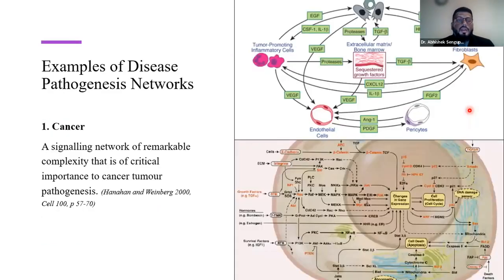So you can see here examples of disease pathogenesis networks. The first example that I can give here is the cancer network, a signaling network of remarkable complexity that is of critical importance to cancer tumors. This is the paper that has been published in 2000 in Cell, from which I have taken this picture, where they have shown the complexity of the cancer cell network, right? This is not actually a network diagram. This is just a literature based diagram. So you can make a network out of this, keeping this diagram as a base network.